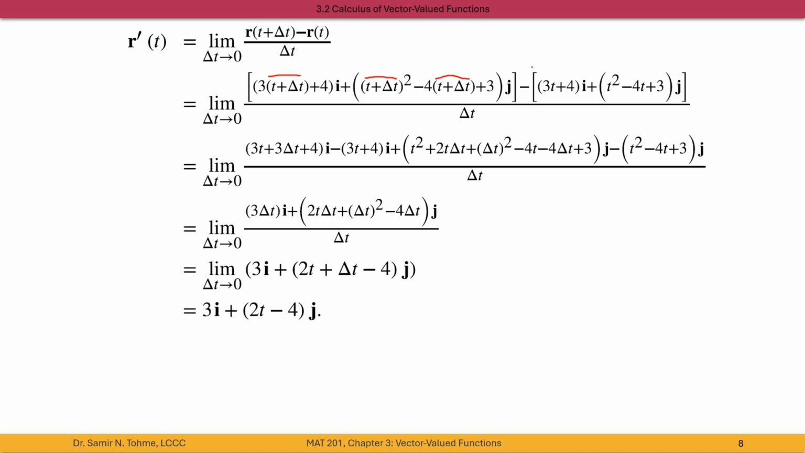This is r of t, and this is r of t plus delta t.